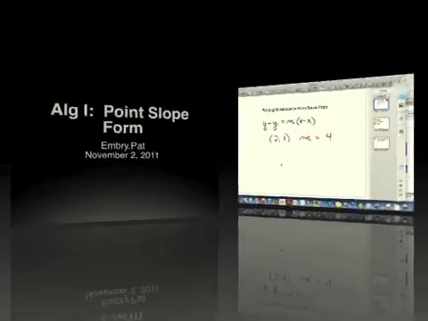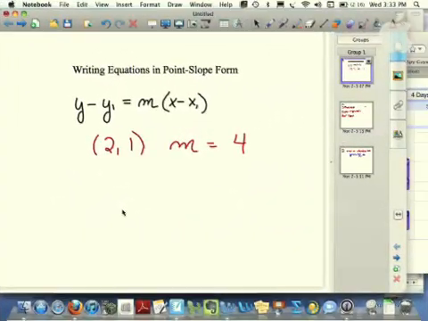We're going to work with equations in point-slope form. Point-slope is defined as y minus a particular y1 equals m, the slope, times x minus a particular x sub 1. So in this example, the point we're given is (2, 1), and the slope is 4. Notice that the 2 is the x and the 1 is y.